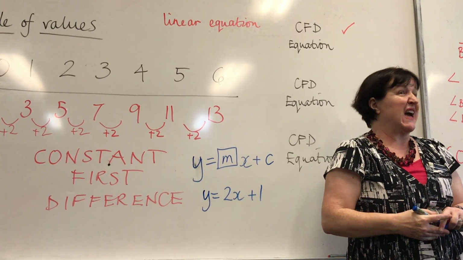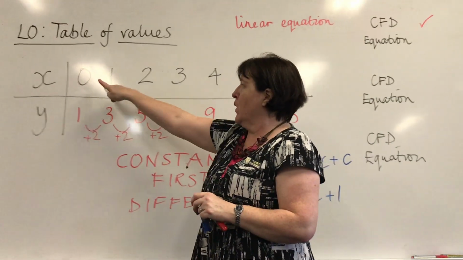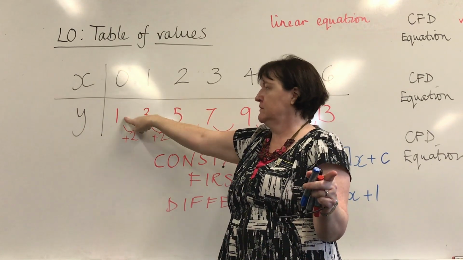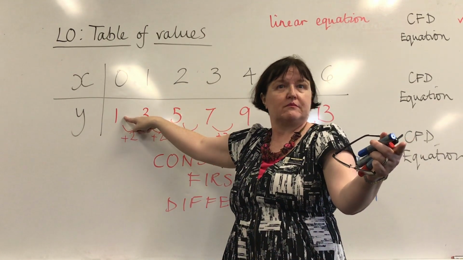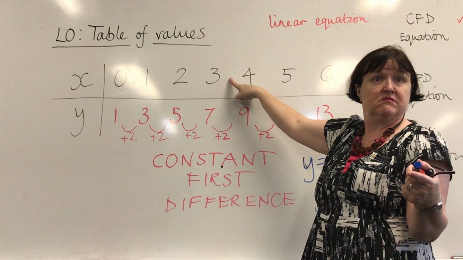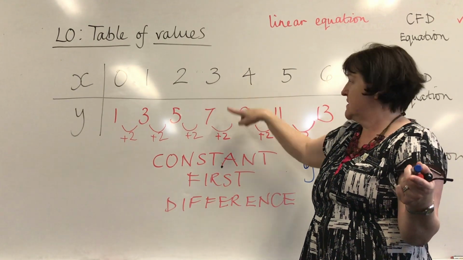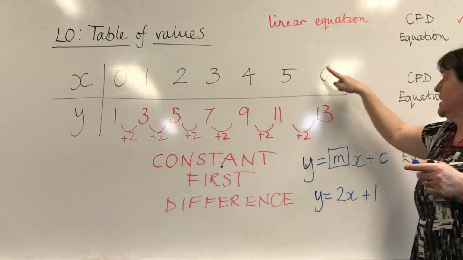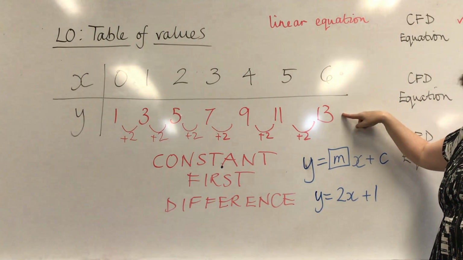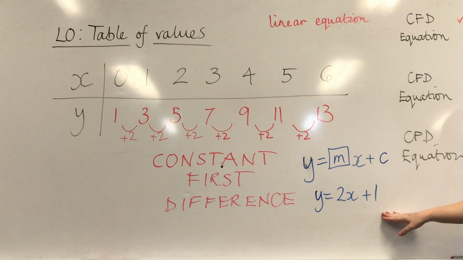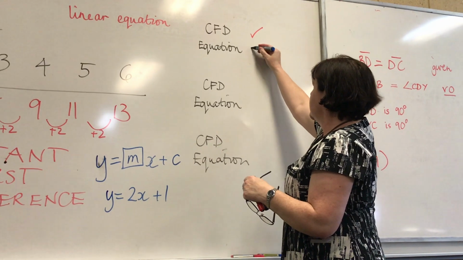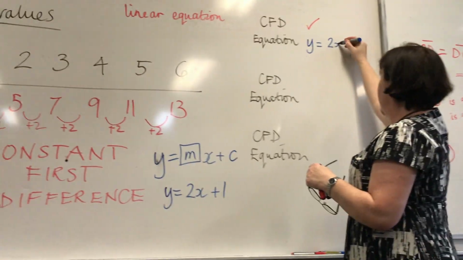Let's have a look and see if it works for every single value. If x is 0, what's 2x? 0. Add 1? 1. So it works for that one. Let's go to 3, say. If x is 3, what's 2 lots of x? 6. Add 1? 7. It works for that one as well. Number 6, 2 lots of x? 12. Add 1? 13. So yes, that is the function of the line. Well done, very good, Cameron. So our equation for this table of values is y equals 2x plus 1.